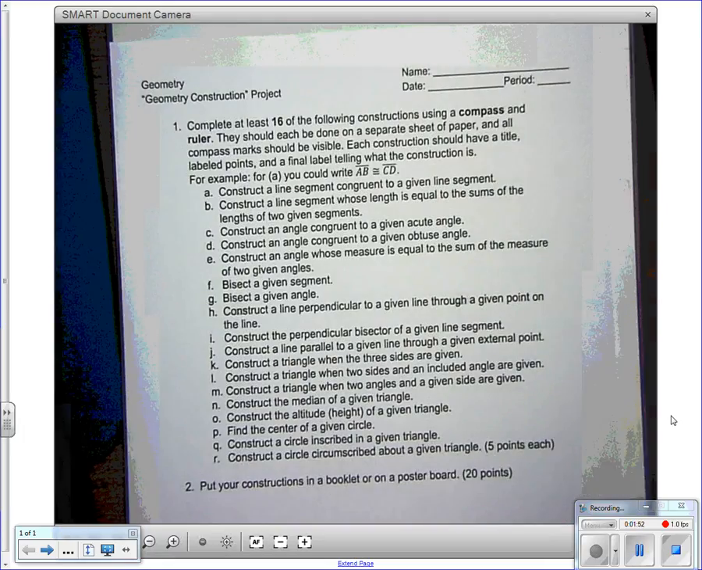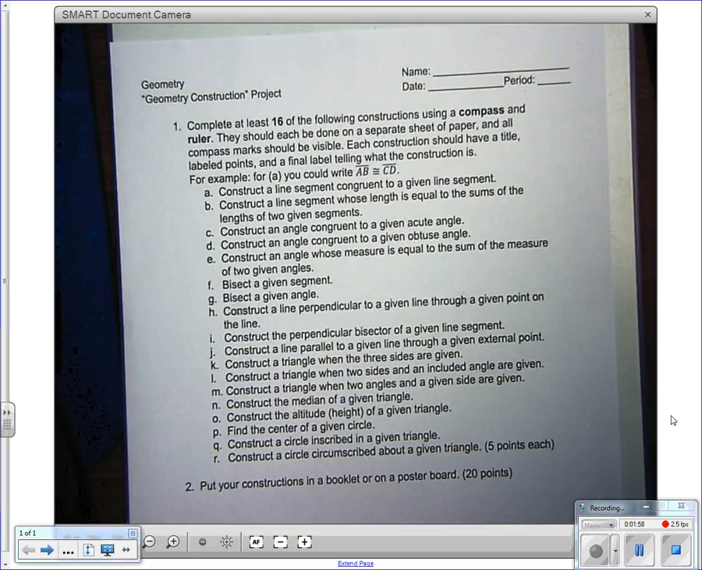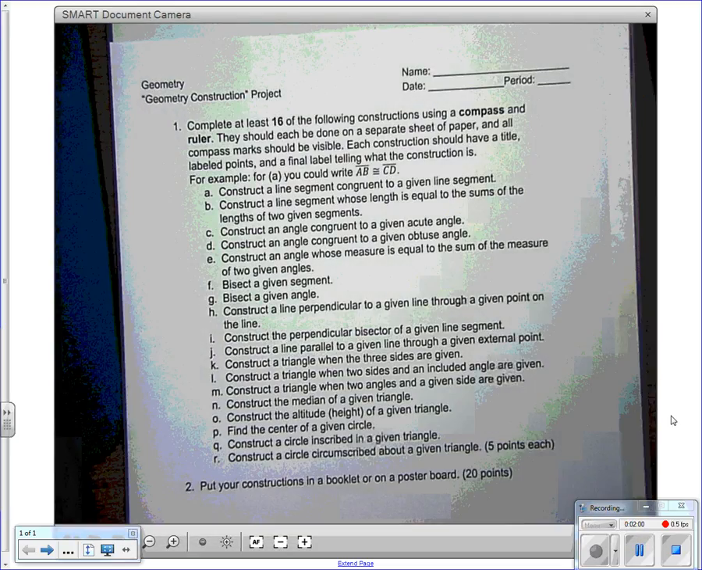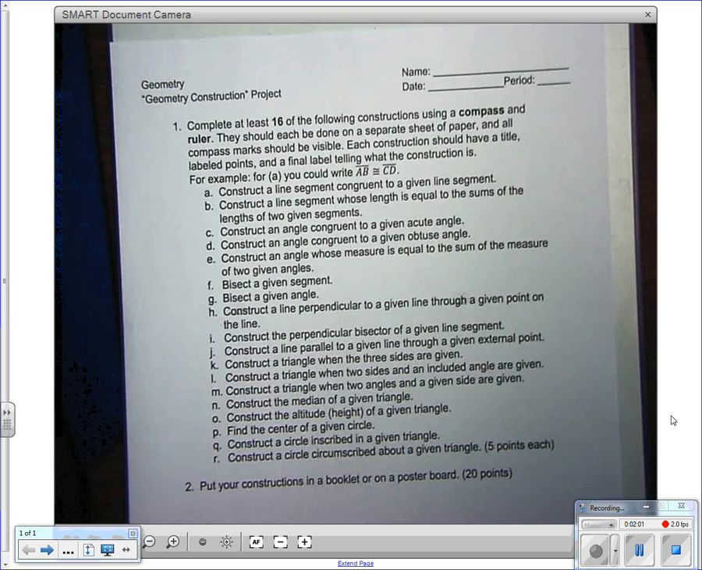So for the two you can do for bonus, you can pick any of them to skip or to try for bonus, and they're worth 5 points each. So you've got 10 bonus points that you can do there if you would like.